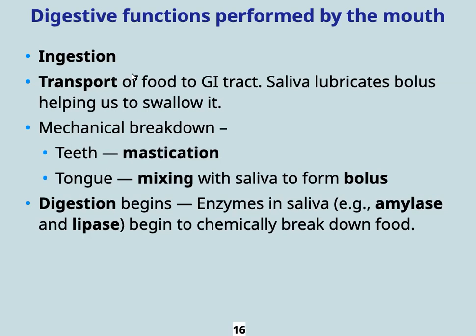There's also transport of food to the digestive tract. So when you swallow, the saliva helps lubricate the bolus, and then your tongue helps push that food bolus down into your esophagus. That's transport of food into the digestive tract, even though the mouth itself is actually part of the digestive tract as well. And inside the mouth, our digestion actually begins, meaning the chemical breakdown begins, especially with carbohydrates as well as lipids, using amylase and lipase.